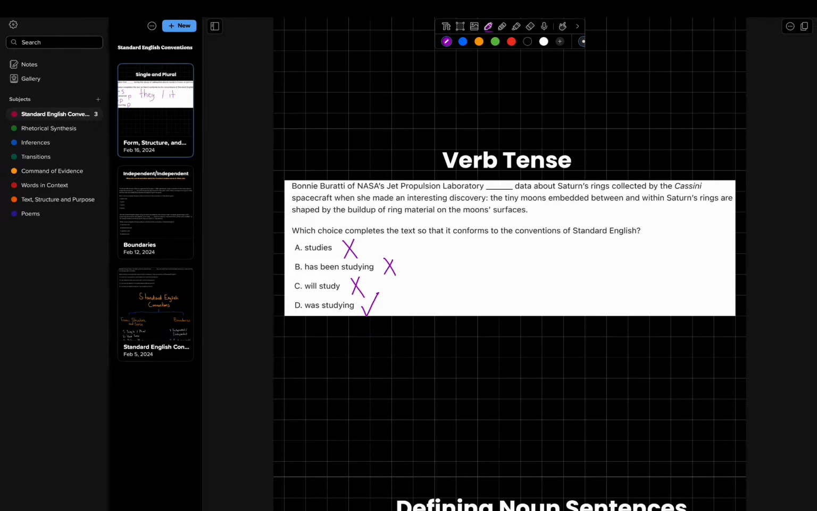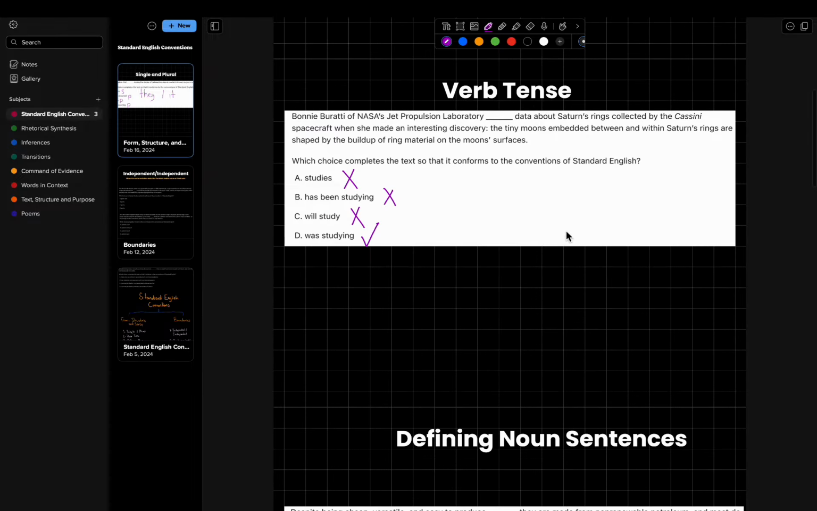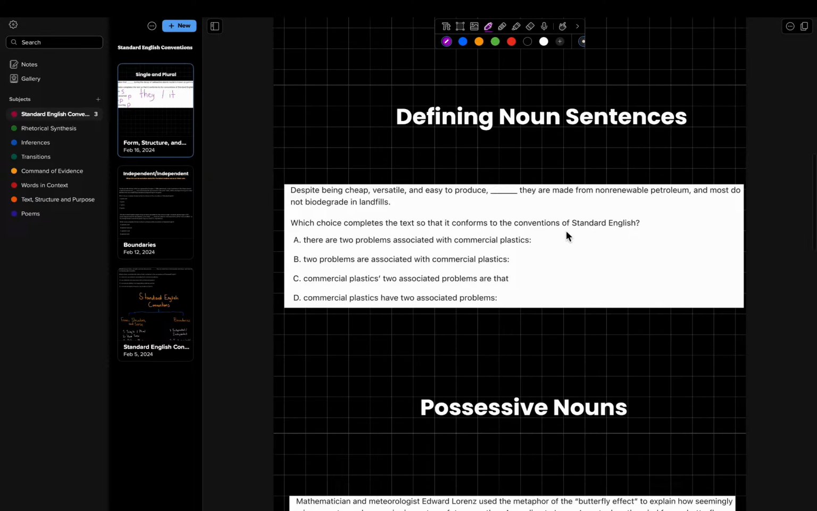The third rule is defining noun sentences. This can easily be identified by seeing a long sentence with different words. The reason I call these defining noun sentences is because in the line before the blank, something is being defined or explained. And the thing that is being defined is the first noun after the comma.